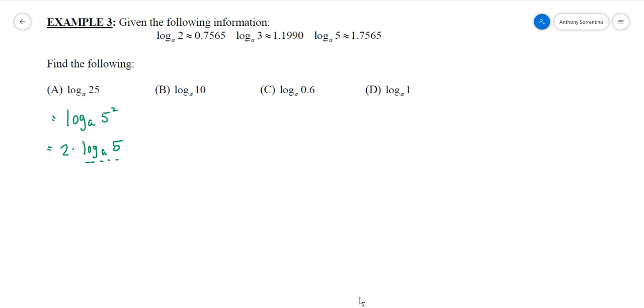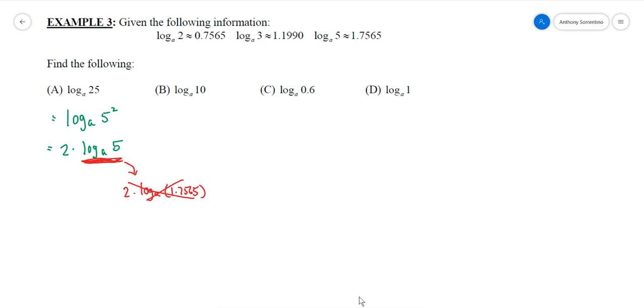Here's an issue that I see a lot of students have with this type of problem. They're used to substituting numbers into a logarithm, so I'll have students say, okay, this is equal to the log base A of 1.7565. They'll take a wrong turn and say, I'm going to rewrite this as 2 times the logarithm, sometimes putting the base A in there, sometimes skipping it, of 1.7565. That's not the case. 5 and 1.7565 are not the same number. The log base A of 5 is 1.7565.